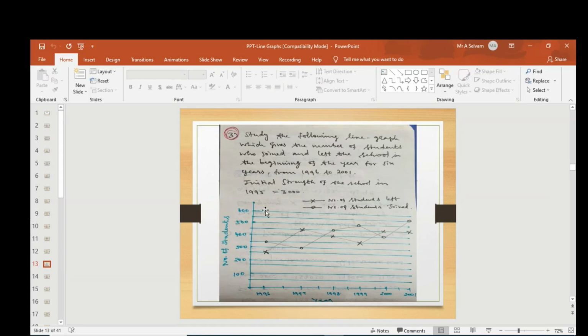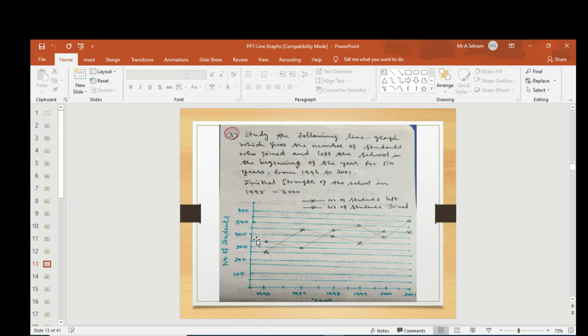Look at that. Because the years start from 1996, the initial strength we don't know, so that is what they have given. This is the key point of the problem, the most important key point. The initial strength of the school in 1995 is 3,000 students. Now on the x-axis they have taken academic years, and on the y-axis they have taken the number of students.